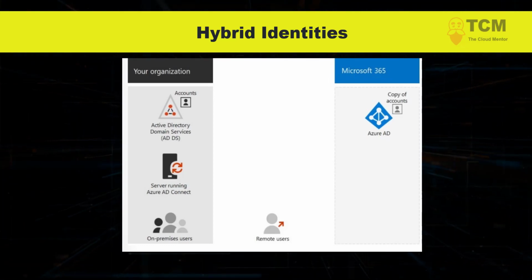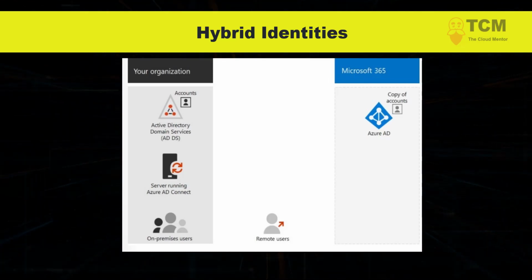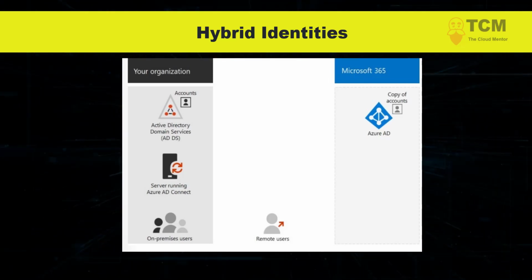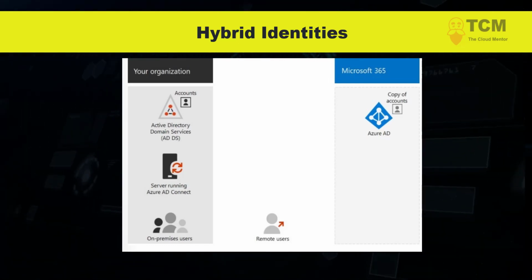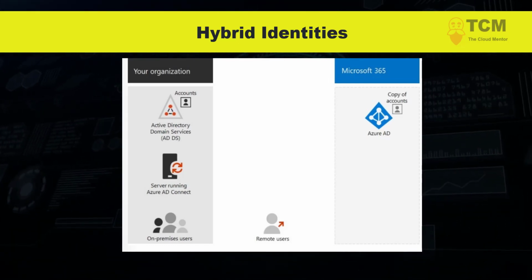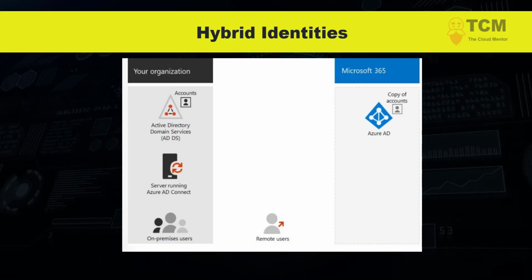However, most of these attributes just flow one way. Changes that you make to Active Directory user accounts are synchronized to their copy in Azure Active Directory. But the changes that are made in the cloud, for example, creating new user accounts in the cloud, are not synchronized with your on-premises directory.